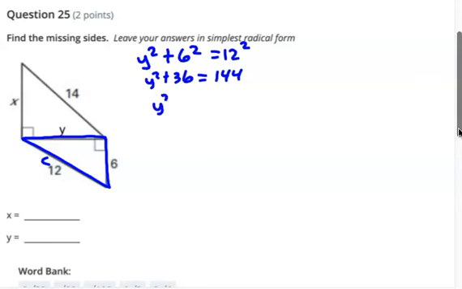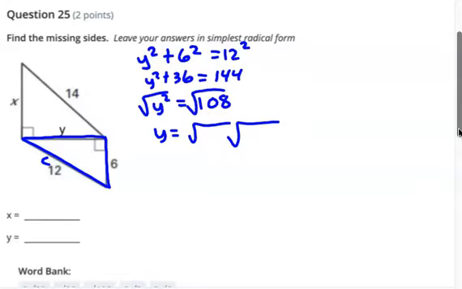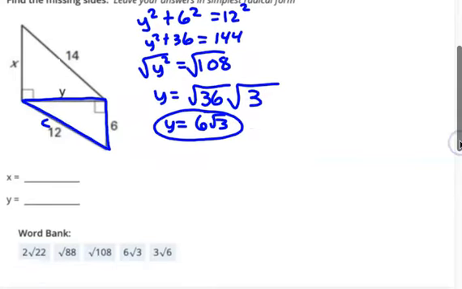So this is y squared equal to 108. We take the square root of 108, okay, which is a decimal, so I need to break that down. If I divide 108 by 36, I see that 36 goes into that 3 times, which means that this is 6 times the square root of 3, which should be one of the options in our word bank, and it is right here. Okay, so this is what y is.